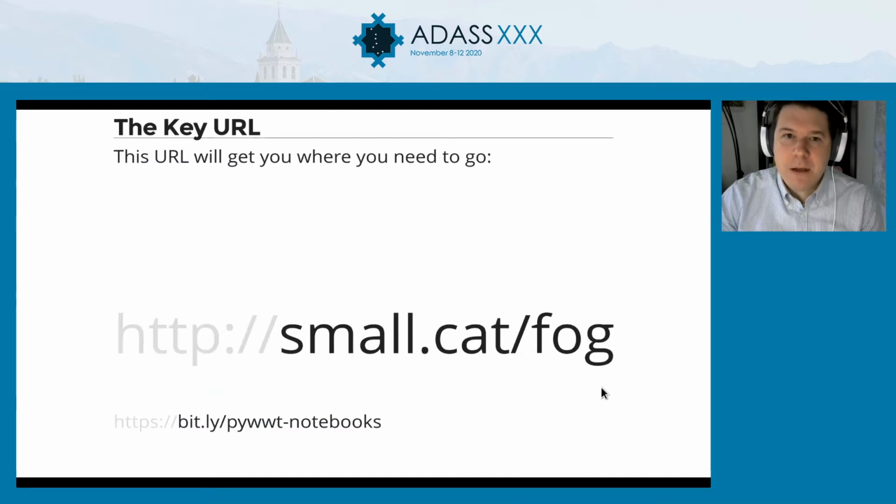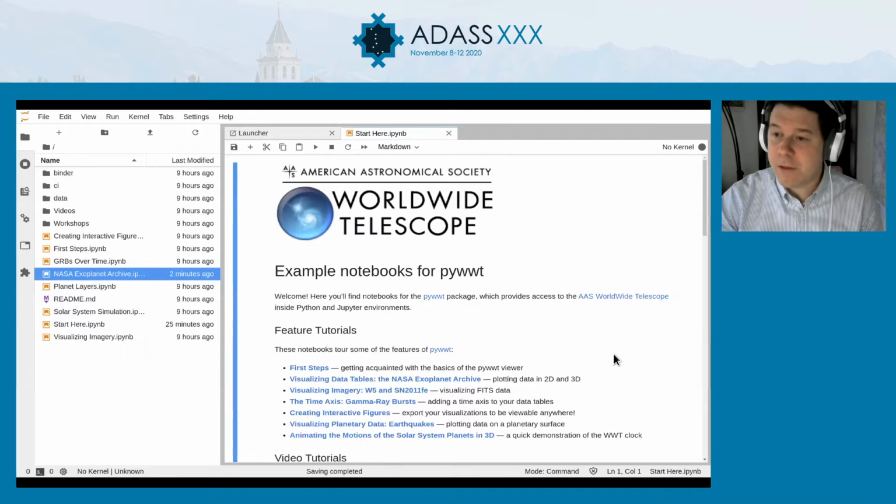To get started, the bulk of what this is going to do is going to work through some notebooks that are hosted in the cloud on mybinder.org. If you go to this URL, small.cat/fog, it will be a short link that will start loading a binder notebook on mybinder.org. It will eventually pop open a Jupyter Lab interface that will look like this, which should pop up in a second or two because there's some lag in the screen sharing.